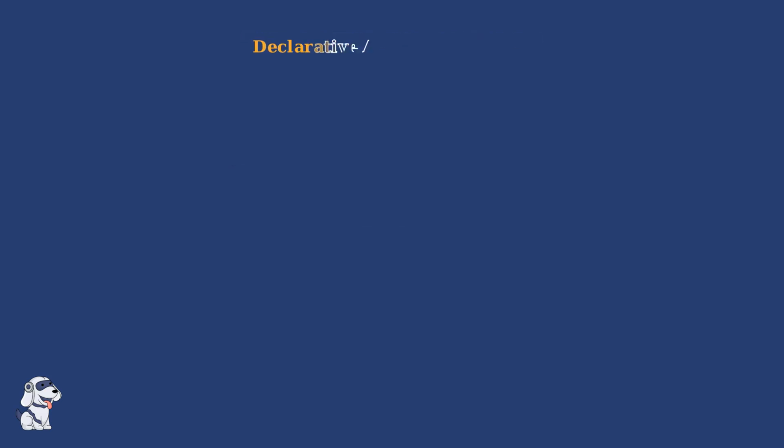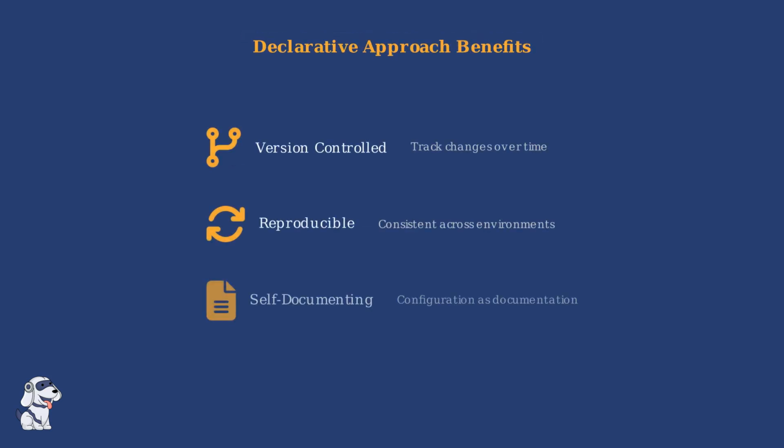This declarative approach provides significant advantages. The configuration is version-controlled, reproducible across environments, and serves as documentation for your infrastructure. Any team member can understand exactly how the service is configured by reading this single file. By defining your Cloud Run service with Terraform's HCL syntax, you create a clear, maintainable, and reproducible infrastructure configuration. This foundation enables consistent deployments and simplified infrastructure management across your development lifecycle.